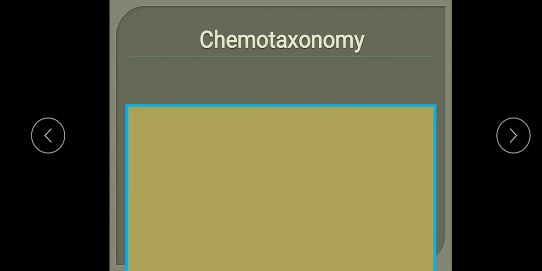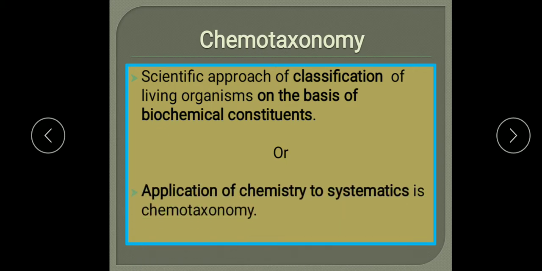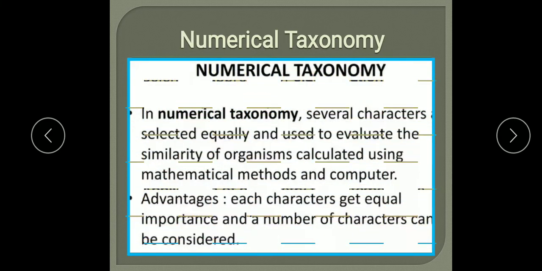Now what is chemotaxonomy? Chemotaxonomy is the scientific process or approach of classification of living organisms on the basis of biochemical constituents. The body of a living organism is made up of many biochemicals, including protein, carbohydrate and lipids. So if this is also taken into consideration for classification, then it is known as chemotaxonomy, or the application of chemistry to systematics.